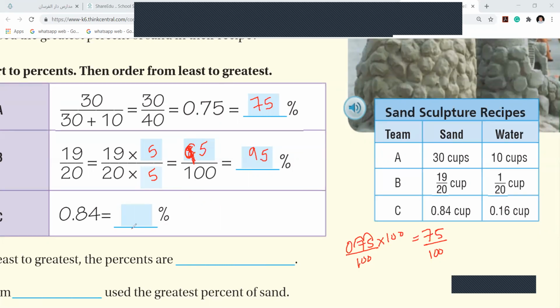Girls, it is simple when you see it like that. When you see two numbers after the decimal point, that means there have to be 2 zeros in the denominator. You don't have to multiply and divide also. When you see two numbers after the decimal point, you can write 84 over 100 directly. This is 84%. When you remove the point, you put the number of zeros in the denominator.